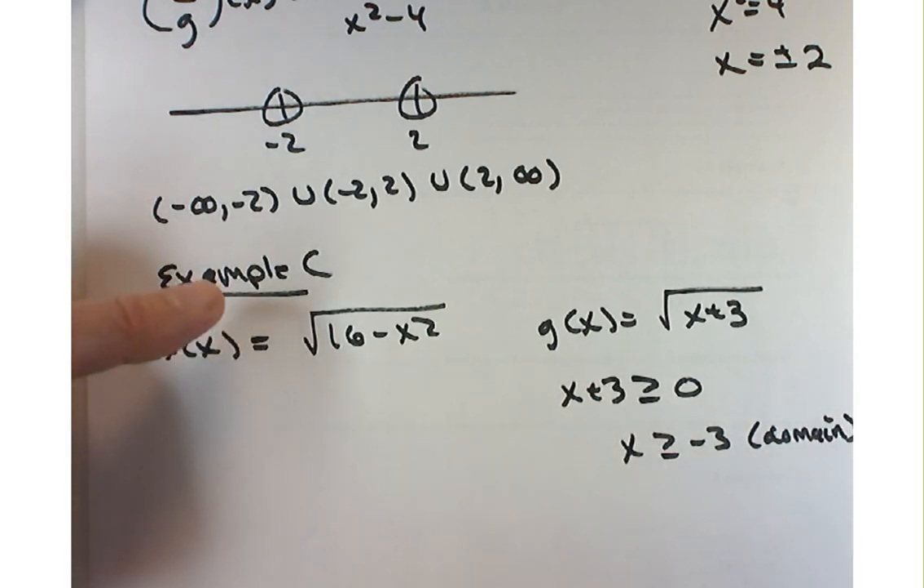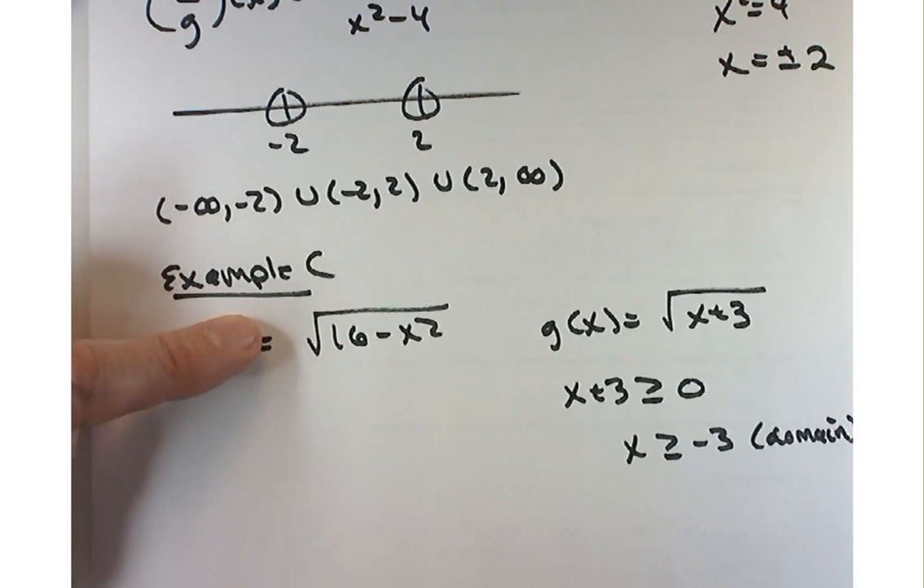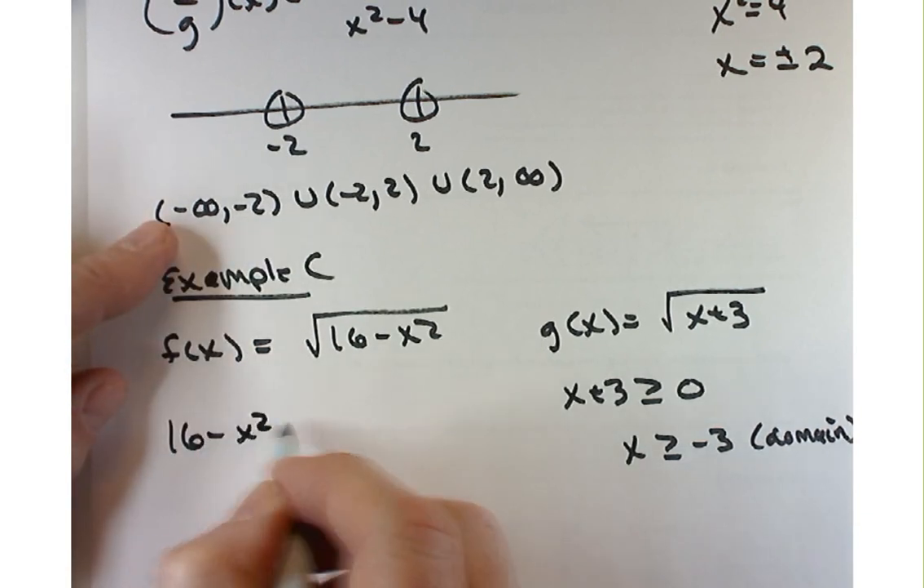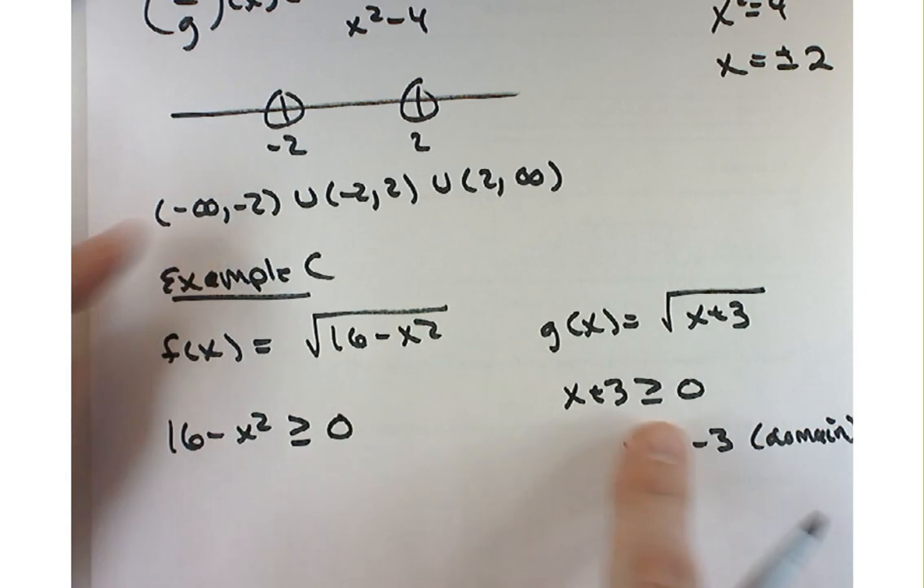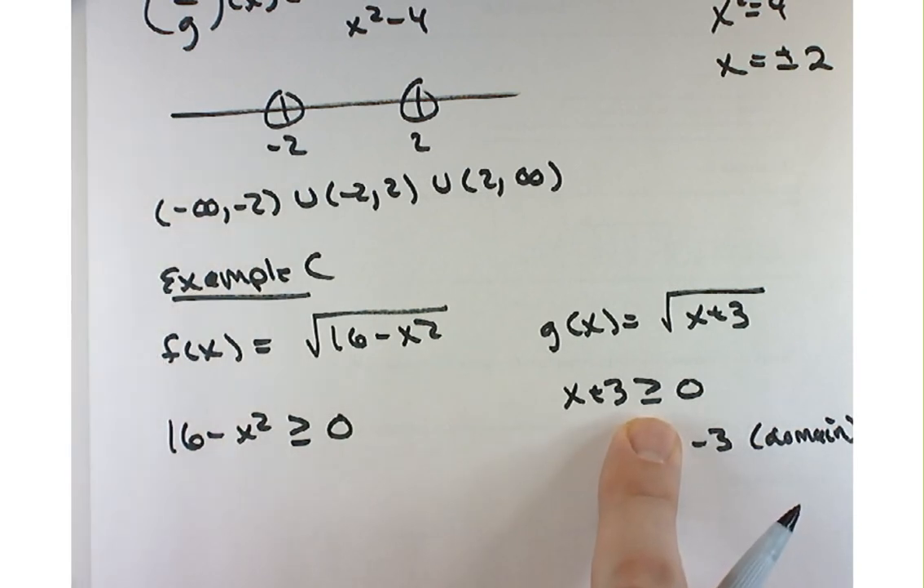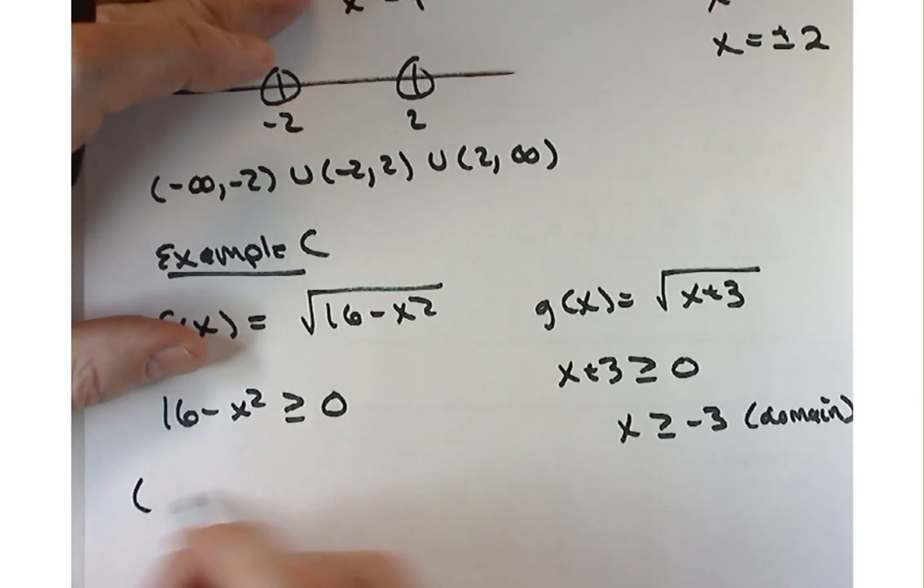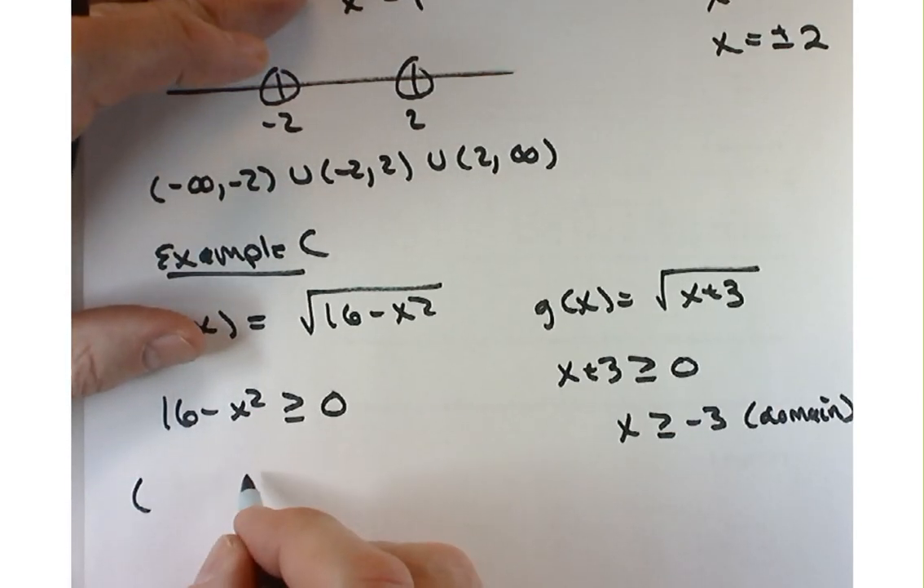I have a similar problem over here, right? I want to make sure that this is greater than or equal to 0. So 16 minus x squared is greater than or equal to 0. I can't solve it quite as easily as I did over here. This was just a little linear inequality. This one, we practiced this. It was part of the first test. We want to make sure that this is greater than or equal to 0.